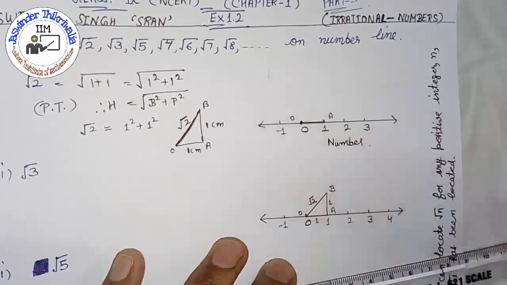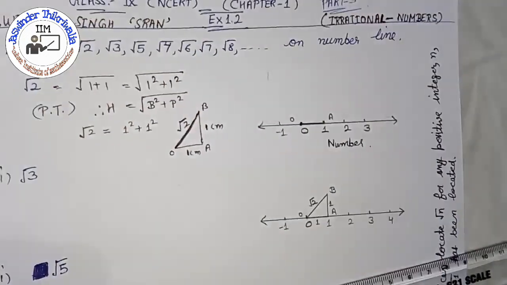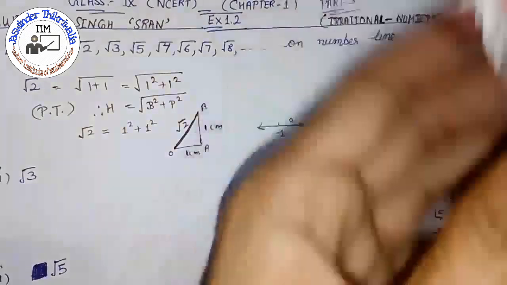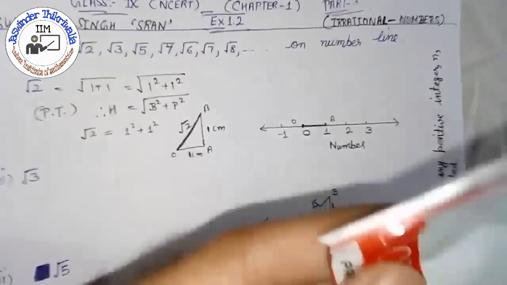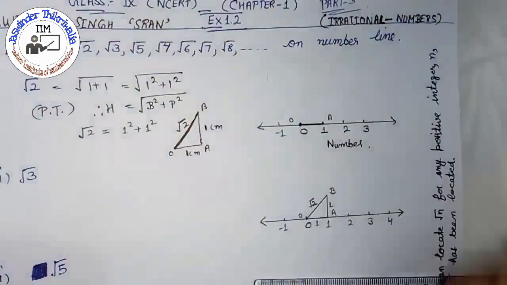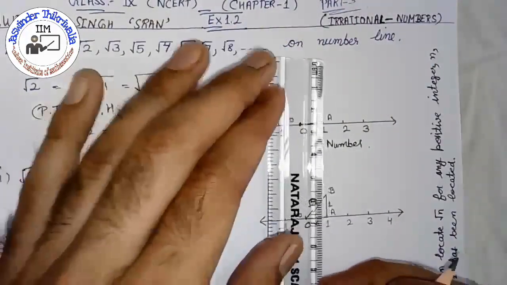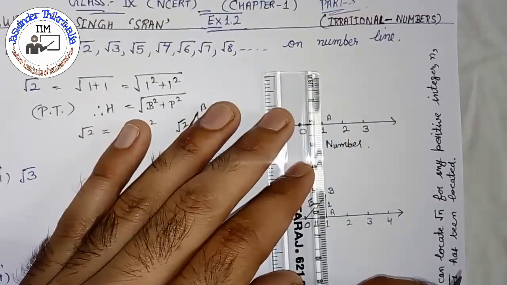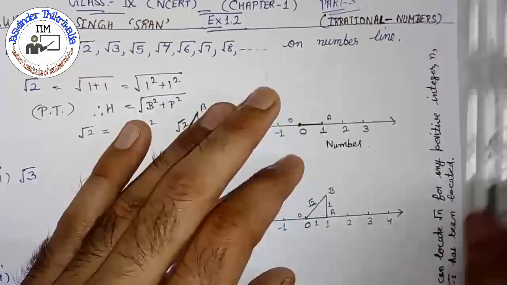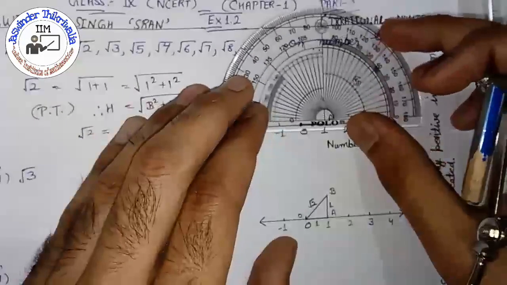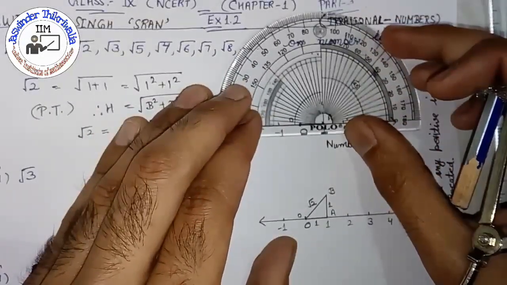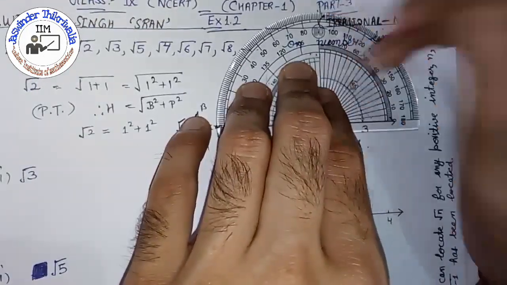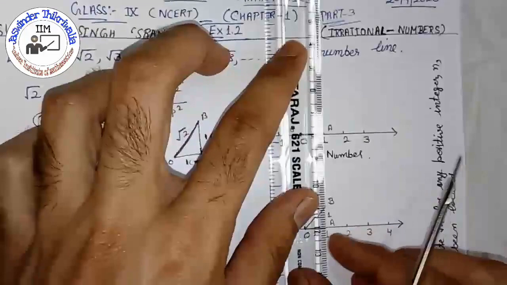Now at point A we will draw a perpendicular. How can we draw it? You can use a set square there, or you can draw simply with a scale, because the perpendicular should be of L shape. So with the scale you can adjust it properly and draw a perpendicular line. I can use the set square because it will be more accurate. So take one point here, and join this point with A.